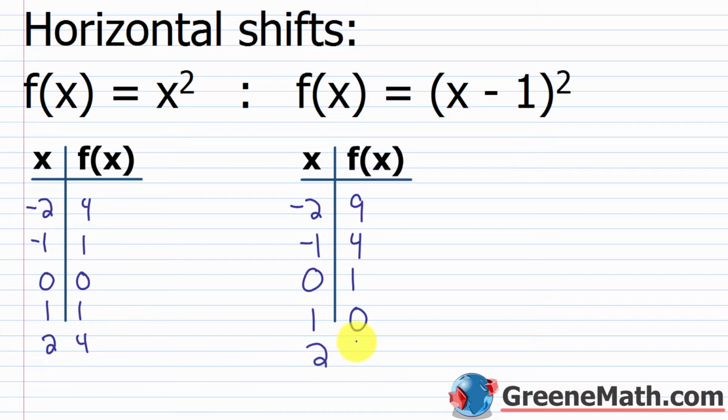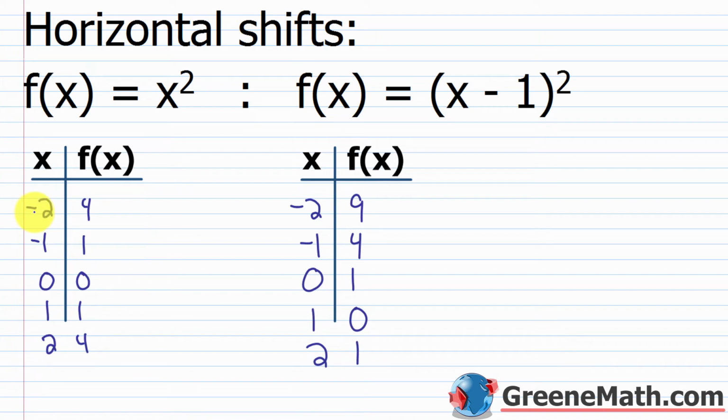1 squared is 1. So what's going on here? Well, what's going on is that the x value must be 1 unit larger to obtain the same y value. This is going to create a horizontal shift to the right by 1 unit. Because again, let's just think about this. The x value needs to move 1 unit to the right, or be 1 unit larger, to obtain the same y value.